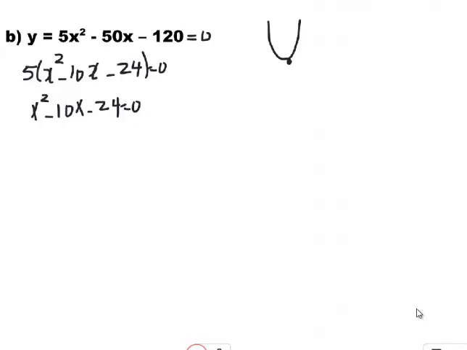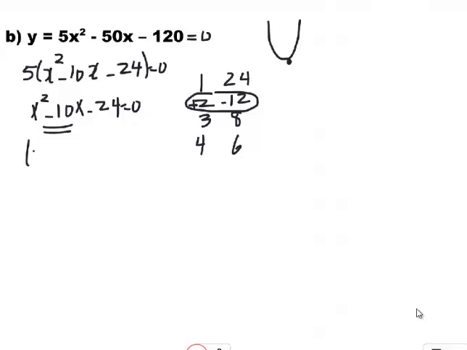method. Two numbers whose product is 24 are 1 and 24, 2 and 12, 3 and 8, and 4 and 6. The product is negative, so one of these numbers has to be negative, and the sum is negative 10. So the one I can use is 2 and 12. I can have this one negative and this one positive. Negative 12 times 2 is negative 24. Negative 12 plus 2 is negative 10.